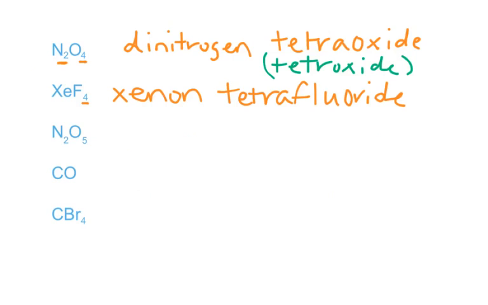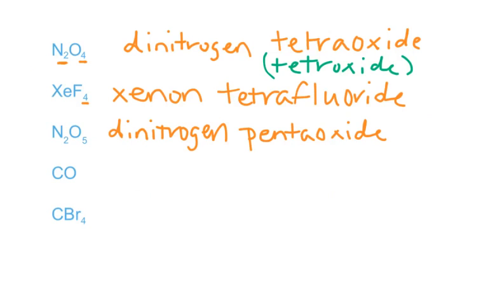All right, next one. N2O5. We have nitrogen and oxygen again. It's still going to be dinitrogen. But this time, instead of it being tetraoxide like we had in the first one, it's pentaoxide or pentoxide. Again, either way is fine. Next one, CO. There's only one carbon, so it just is carbon. Remember, there's no prefix if there's only one of the first element. There's only one oxygen, so it's going to be carbon monoxide.